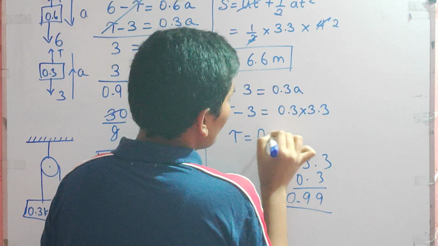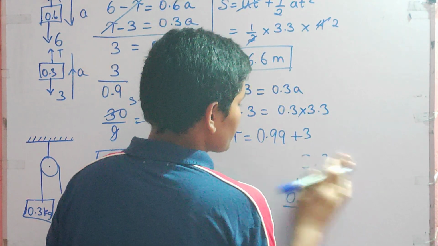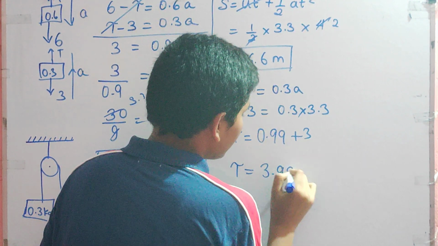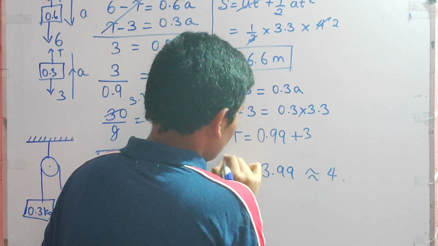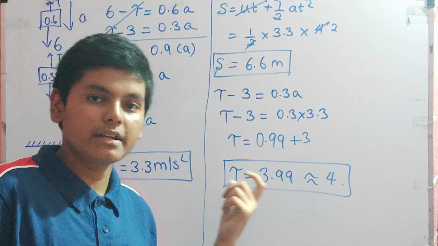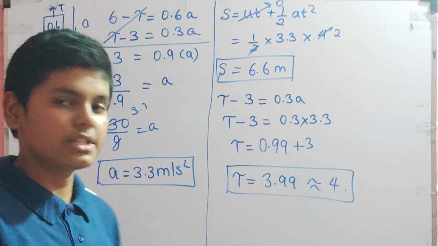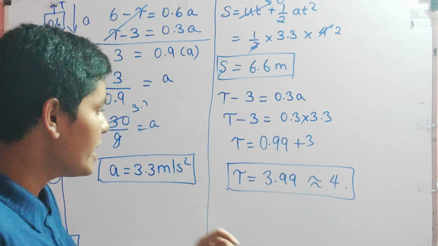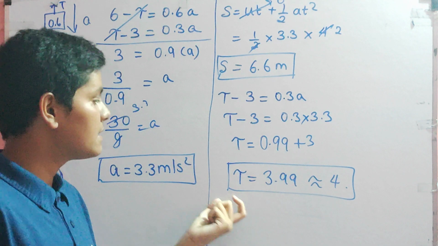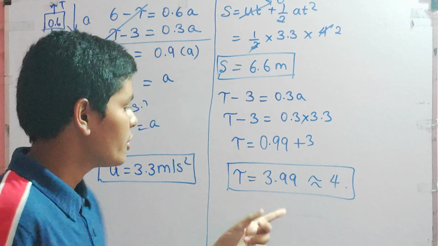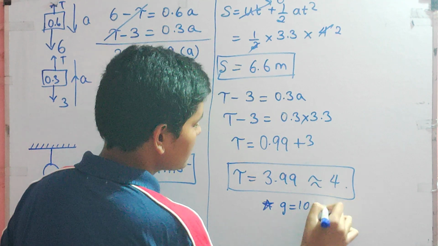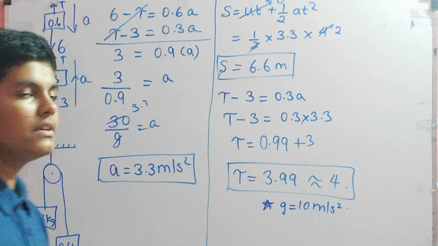So 0.99 plus 3. So tension will be almost equal to 3.99 or 4. And one point to be noted here is that tension will come 3.99 Newton when the acceleration g is taken as 10. If you take g equals 9.8, then you will get the answer close to 3.8 something. So here T is equal to 3.99 when you are taking g equals 10 meter per second square. So this is our answer.